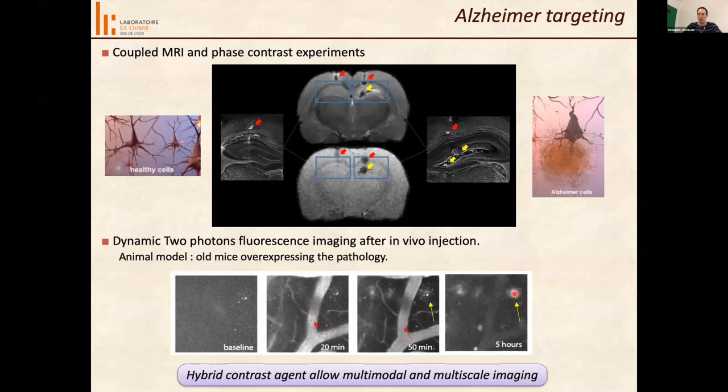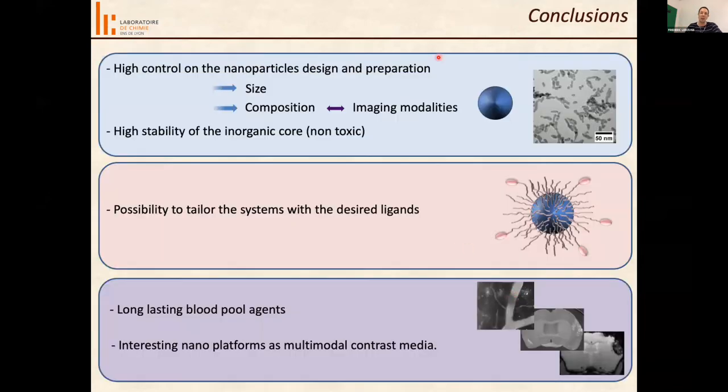So as a conclusion, we can say that we can design an organic core, and we can tune the size and the composition of the system depending on the modality we want to aim at. We can tailor the system depending on the pathologies we want to aim at, and those systems are a very interesting contrast agent for further use on different kinds of pathologies.